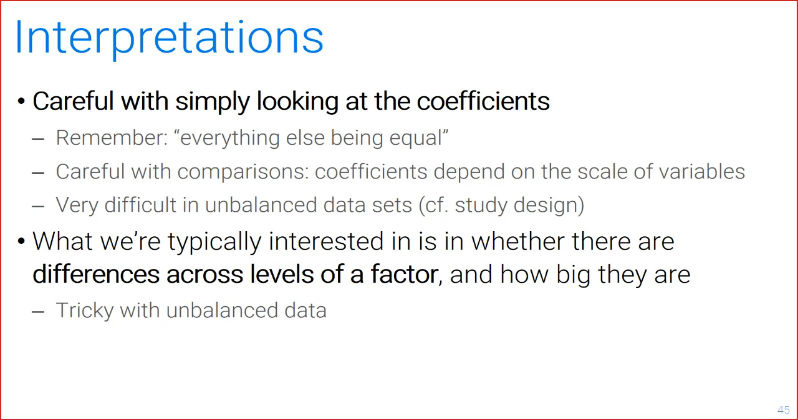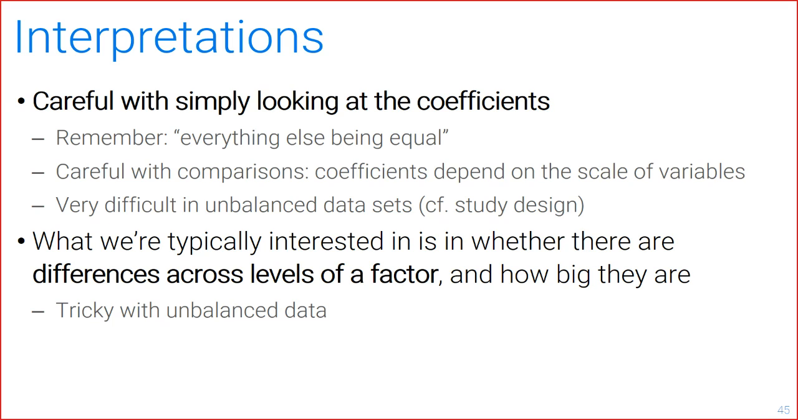And we have to be careful with comparisons because the coefficients depend on the scale of the variables. Just think about it. If we have one variable that is measured in meters, the coefficient is going to be different from the same variable measured in kilometers. It's going to be a 1,000-fold difference. So you have to be very careful when looking at coefficients. Remember, they also depend on the units of measurement. So something that might look 10 times bigger than something else is just a matter of the units.